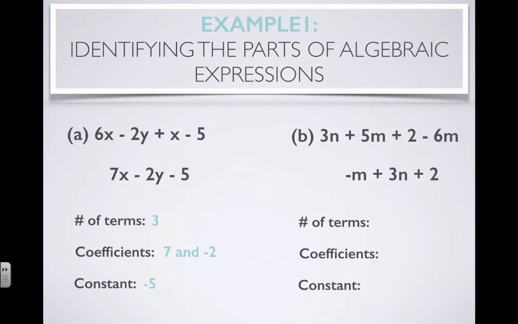Number of terms is the same as part A. There'd be 3 terms. The coefficients would be, with this m term, that's a -1, and with this n term, that's a +3. So the coefficients are -1 and 3. And the constant would be the number without the variable, which is +2.